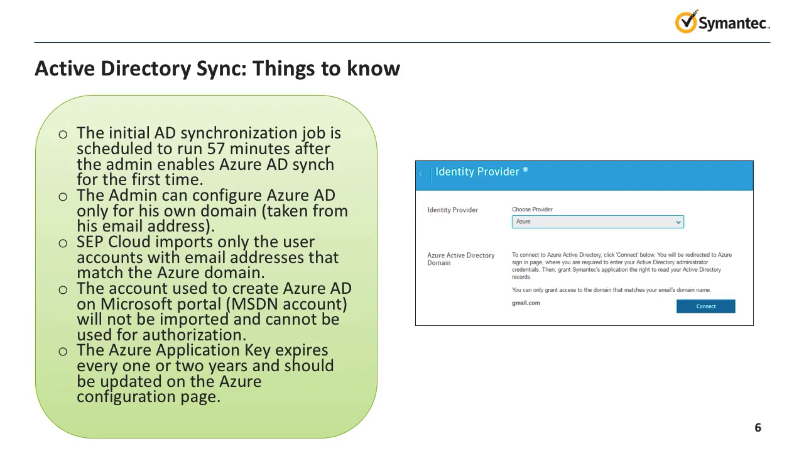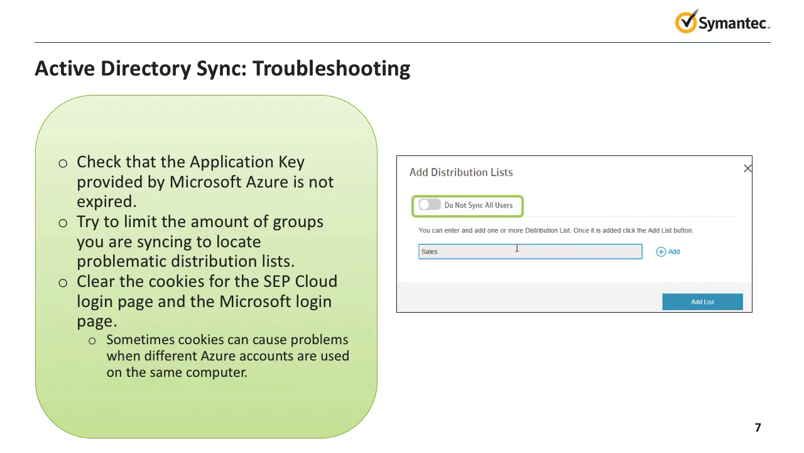Some suggested troubleshooting steps include: check that the application key provided by Microsoft Azure has not expired. It is provided for 1 or 2 years and should be updated accordingly on the Azure configuration page. Try to limit the number of groups you are synchronizing to locate any problematic distribution lists. Clear cookies for the SEP Cloud login page and the Microsoft login page. Sometimes cookies can cause problems when different Azure accounts are used on the same computer.